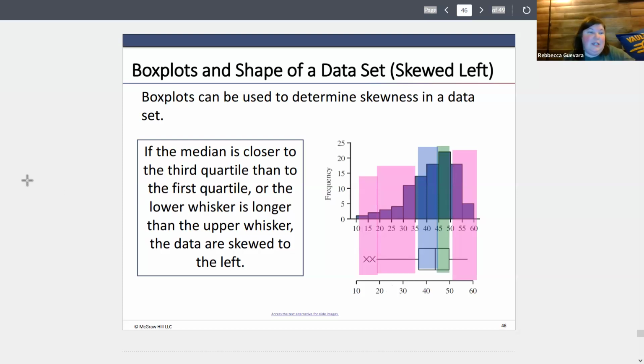So what we're seeing here is that our data is going to be skewed like this. So we're seeing that we have a longer left tail. That means that we're going to be skewed to the left.